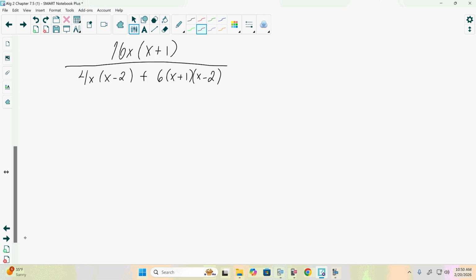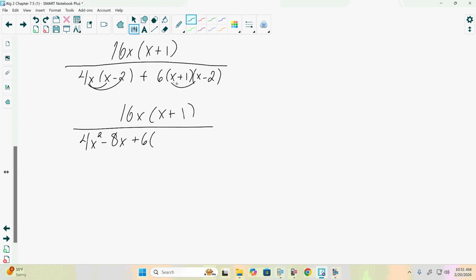And we need to simplify that denominator there. Something interesting here is that because x minus 2 is in common with both, we could factor it out and make simplifying a little bit easier. What we can do is multiply these out. So 4 times x is going to be 4x squared. 4 times negative 2 is going to be negative 8x. Here we're going to have to distribute out, which is going to give us x squared minus 2x plus x minus 2.